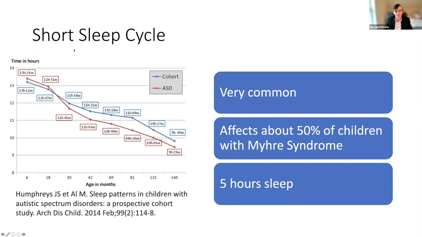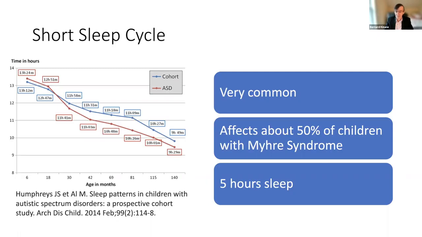Now, what we call sleep cycle. There's a study from England by Humphreys which looked at autism and looked at how long patients with autism sleep. Now they're in the red line here, and you can see autism patients sleep shorter than regular kids. But what's even more strange about this is that 50% of patients with autism have a short sleep cycle. That's how much time you sleep, it's very short.